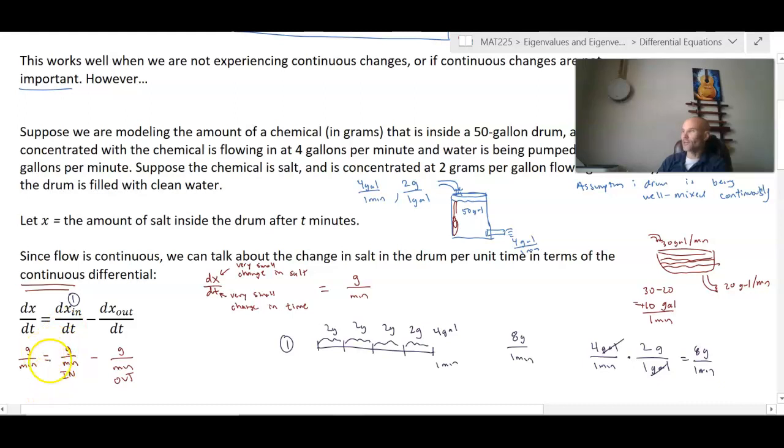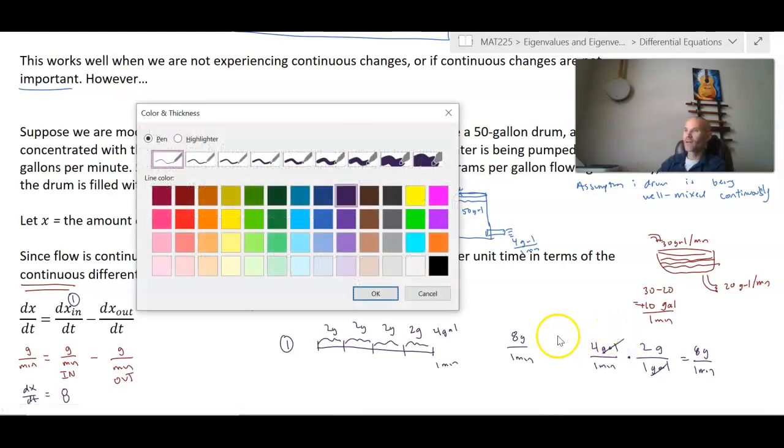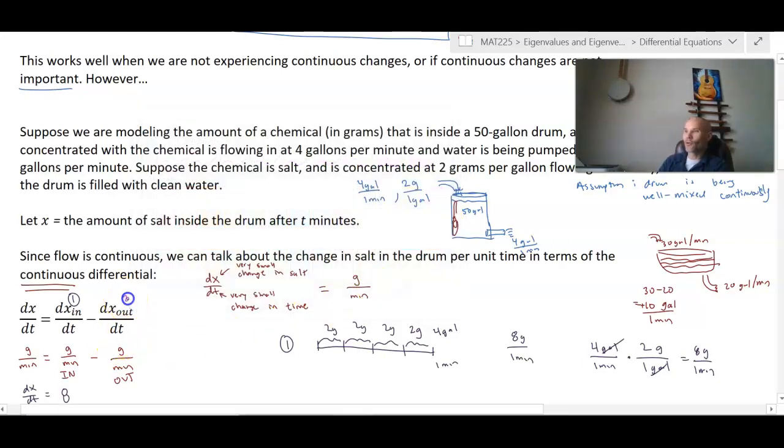So this is going to actually be dx/dt, the change in salt per minute, is going to be 8 grams per minute. Okay, the unit of that number is how many grams come in every minute. This is a rate of change minus the number of grams coming out. Okay, the number of grams coming out is a little bit more interesting because all I know is that 4 gallons are coming out every 1 minute.